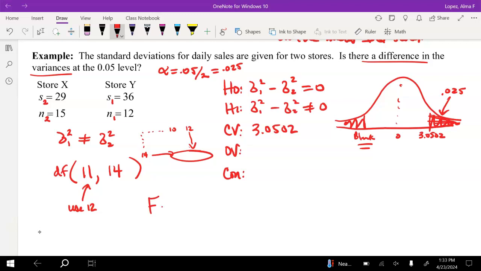Now let's calculate our obtained value. S sub 1 squared. Wait a minute, they're not squared, so I'll have to do it myself. Same thing with the S sub 2. It's not squared, so you'll have to do it yourself. And put that into the calculator. It gives me 1.541. I'll plot that.